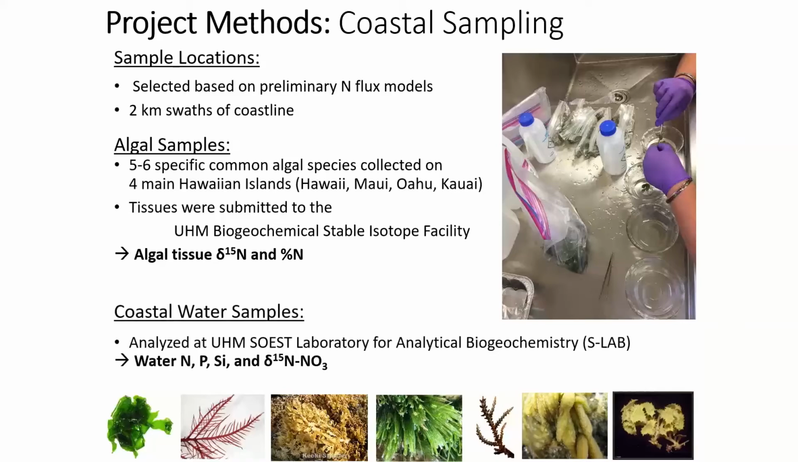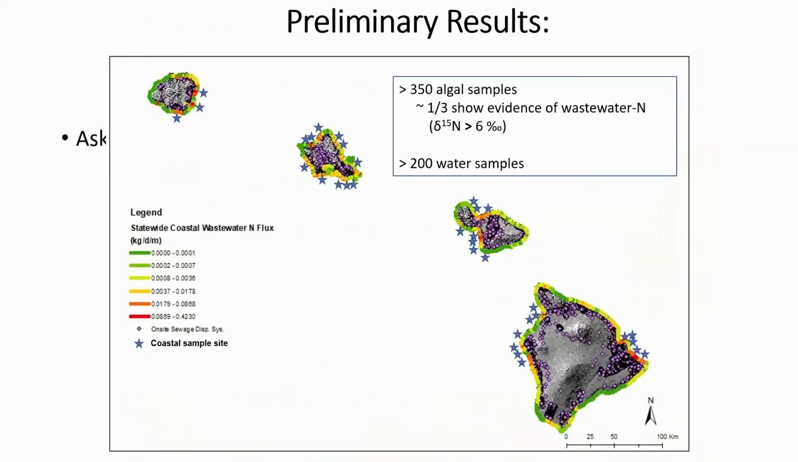We also collected coastal water samples, and I won't spend a lot of time on this today. Those results are still trickling in from the lab, but we analyzed the water for nutrients, nitrogen, phosphorus, silicate, and the delta 15N of the nitrate in that water. I can share some preliminary results. They're still in the very exploratory phase, and we're beginning to write them up, but I can share this with you.